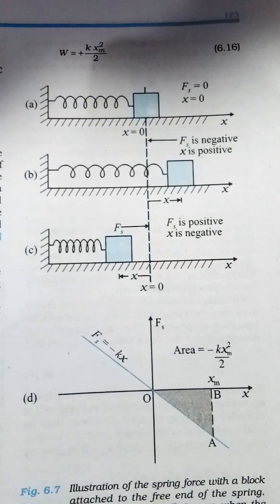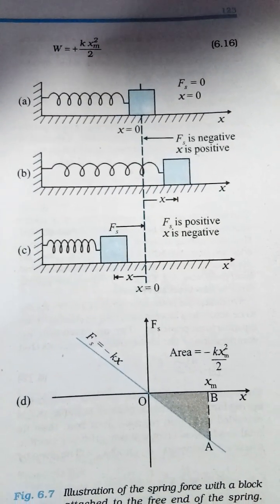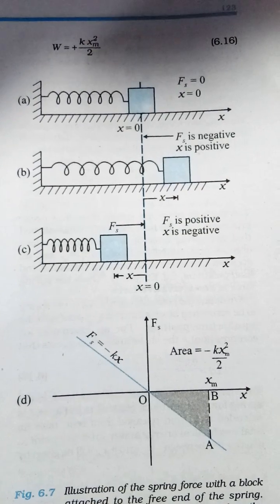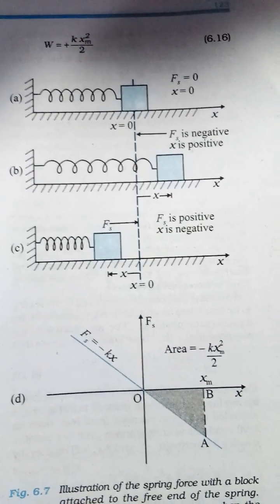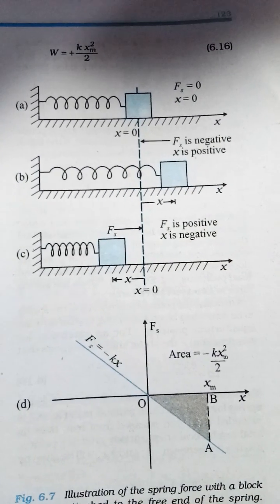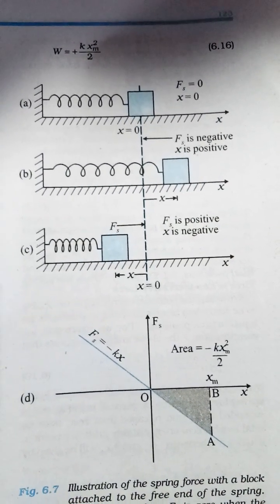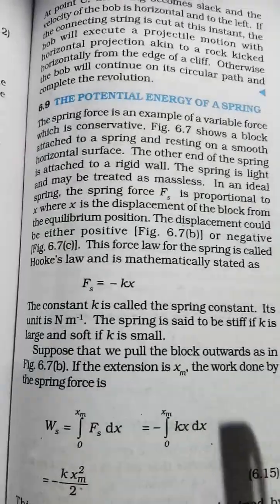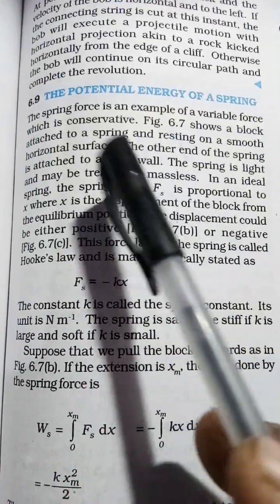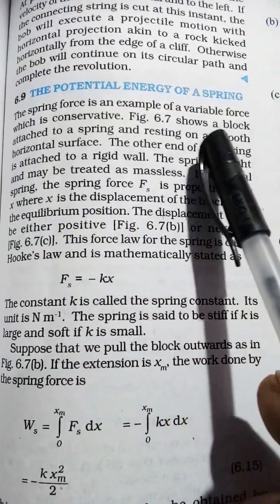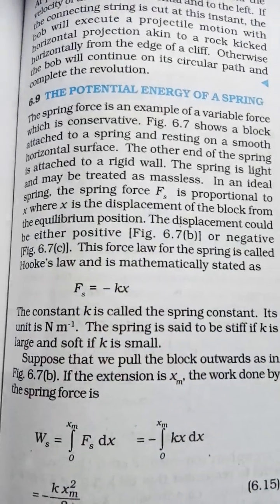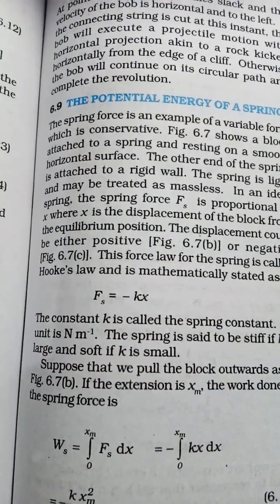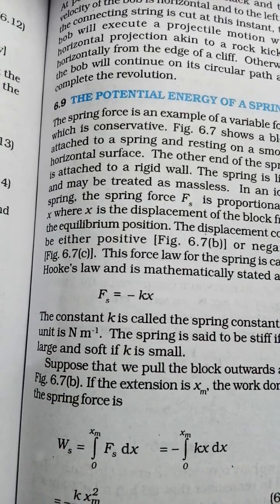Dear physics aspirants, right now I have the text of physics of class 12 level. The potential energy of a spring is being discussed. The potential energy of a spring force is an example of a variable force which is conservative. Figure 6.7 will provide you the information regarding the text.